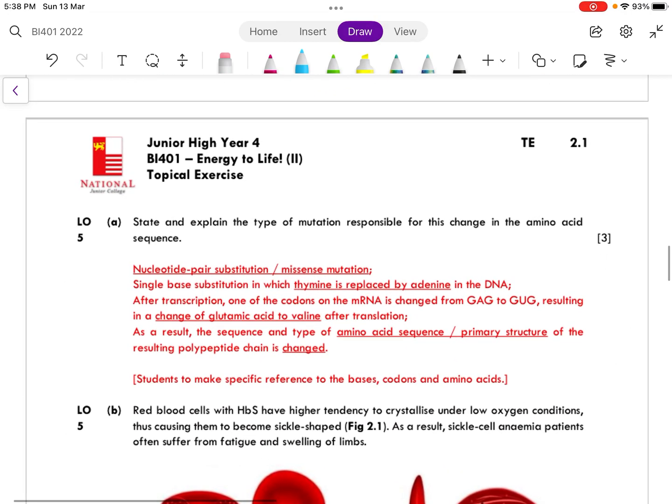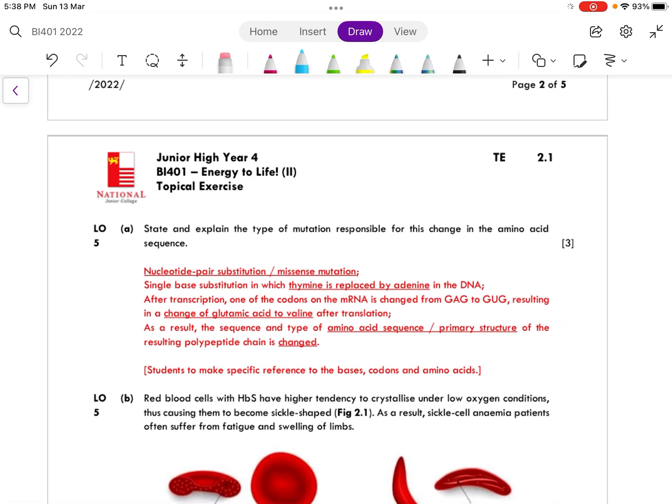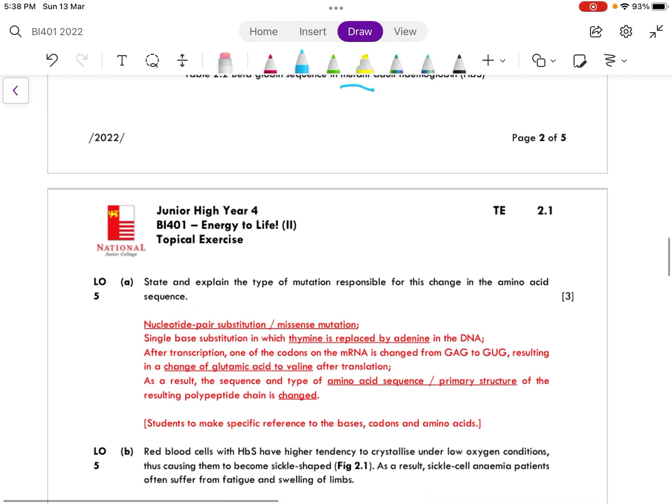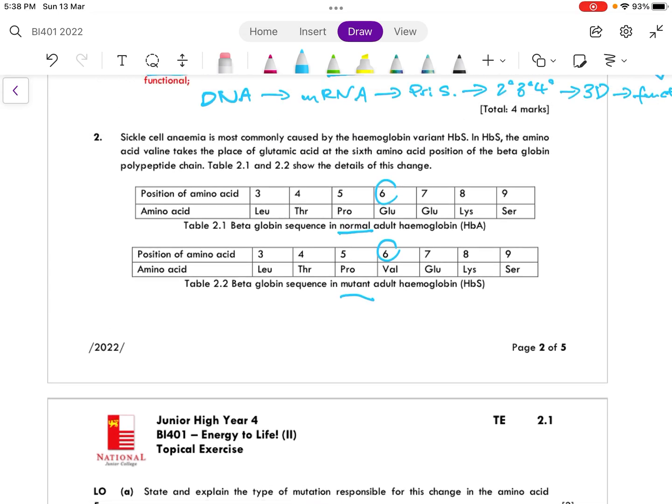They ask you to state and explain the type of mutation responsible for this change in amino acid sequence. Okay, if we look at the top over here, we notice that everything after amino acid 6, 7, 8, 9, actually they are exactly the same. Alright? If things after amino acid 6 remain the same, it means that it cannot have been a frameshift mutation. Okay, this is out of the question, because usually frameshift will change a lot of things. There is also no nonsense mutation.